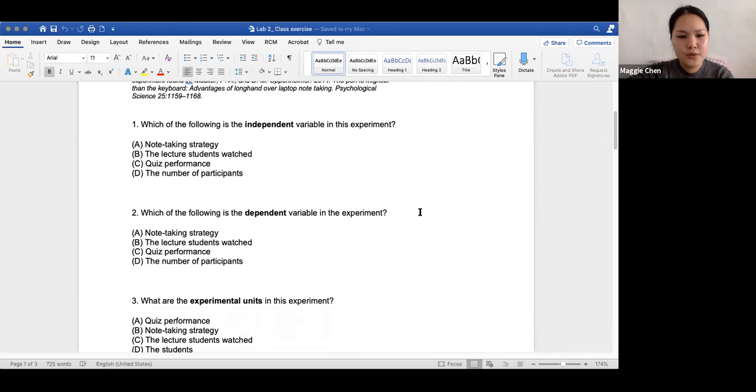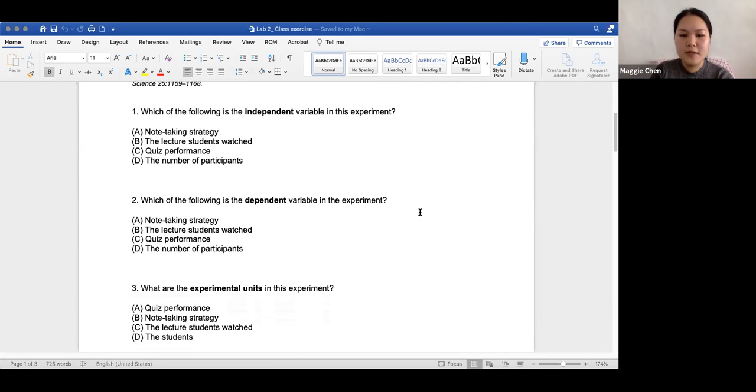For question 2, which of the following is the dependent variable of the experiment? So the dependent variable depends on our independent variable. This is what we're trying to track and change. This is a variable that we're looking to measure the experiment's outcome. The same options are given to us: A, note-taking strategy, B, the lecture students watch, C, quiz performance, and D, the number of participants.